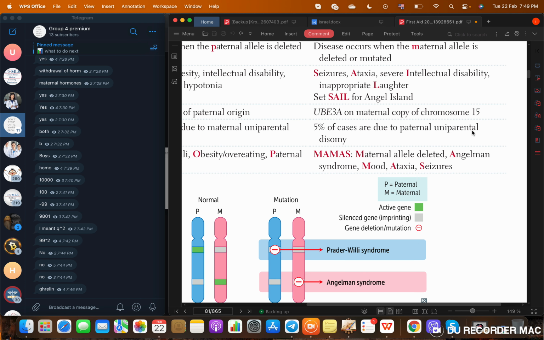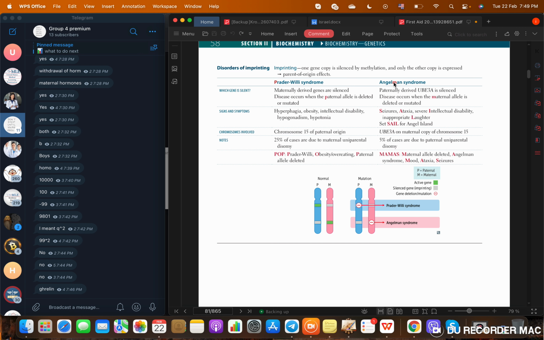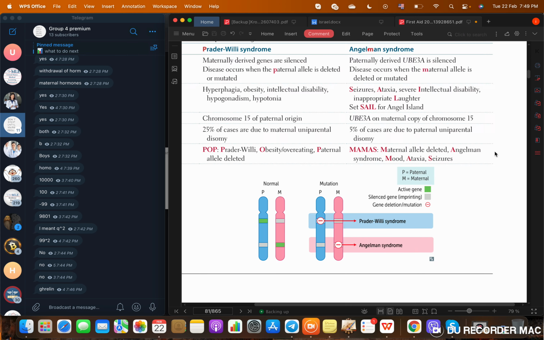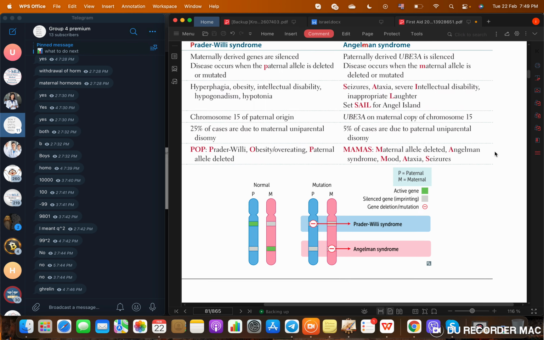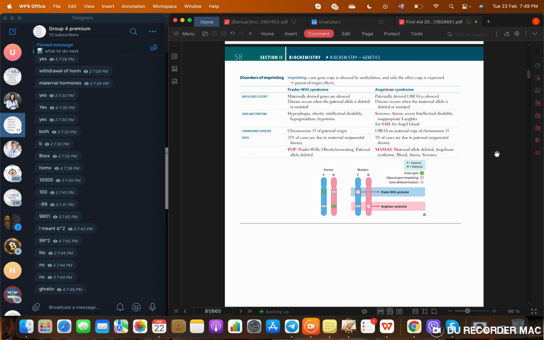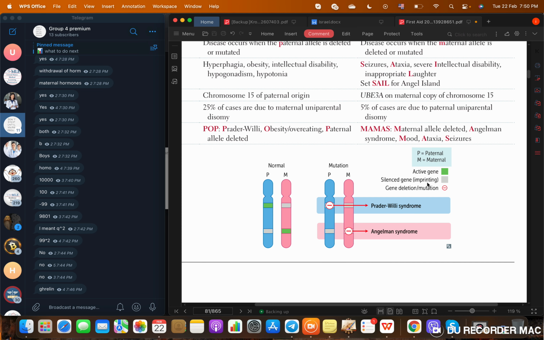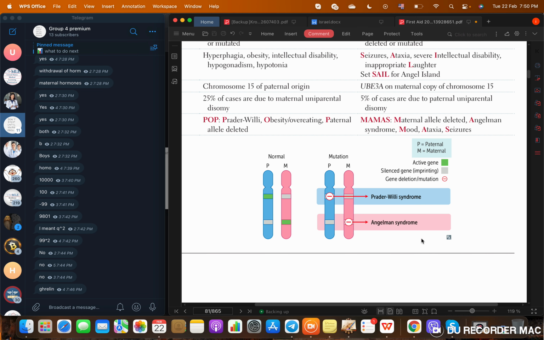And the next thing they write here, yeah, the maternal copy of the chromosome 15 will be the one messed up, so Angelman has an M. So only 5% is due to uniparental disomy. Okay, so the maternal allele will be deleted. Angelman syndrome: mood, ataxia, and seizures can occur in the patient.